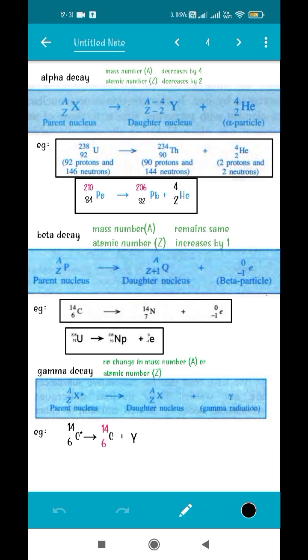Similarly, from uranium, we are getting neptunium. The atomic number is increasing from 92 to 93, but the mass number is not changing. And along with that, an electron or a beta particle is removed. You have to mention which particle is removed.